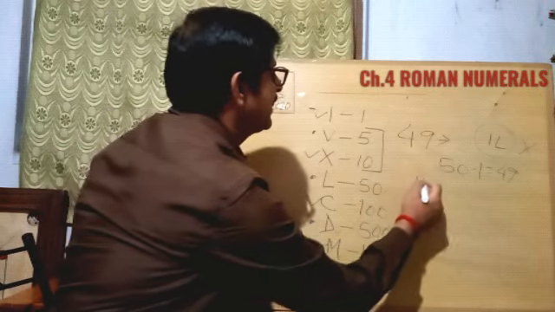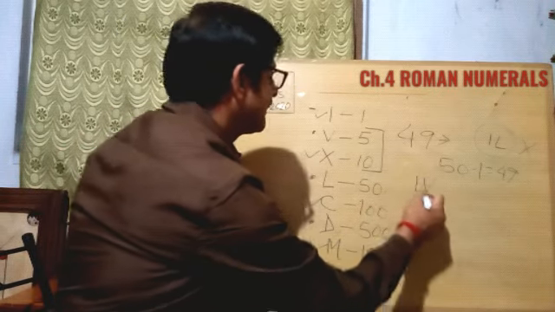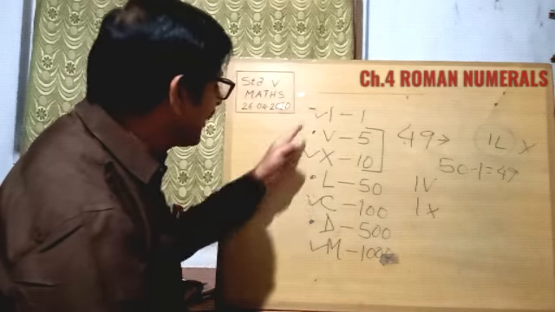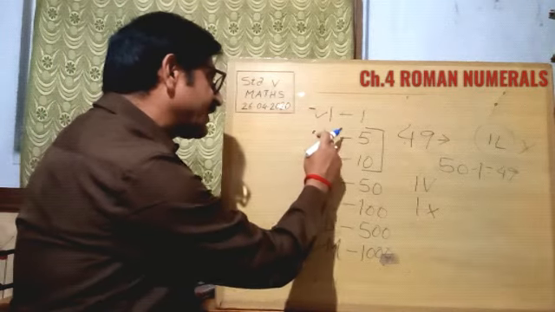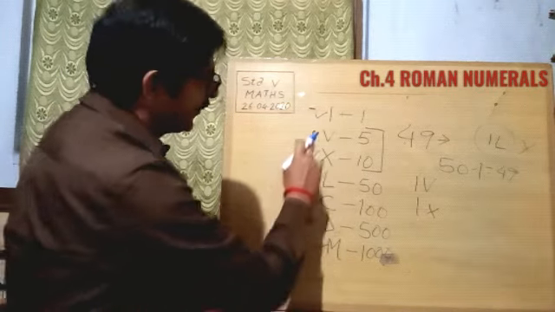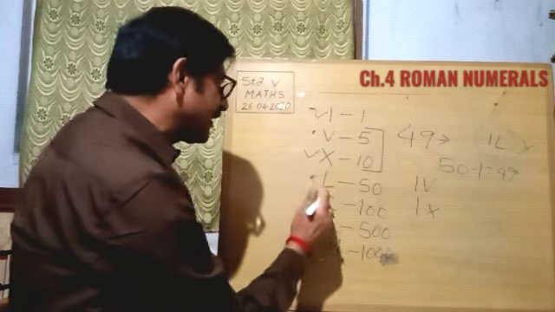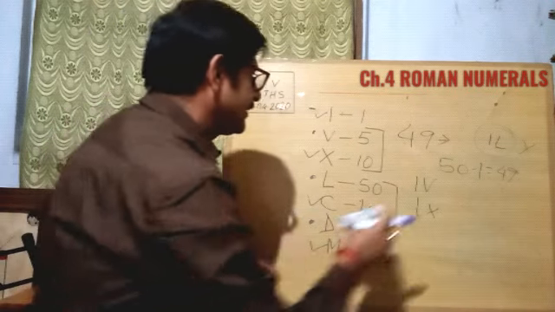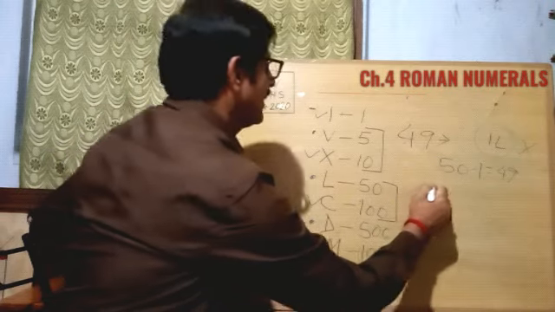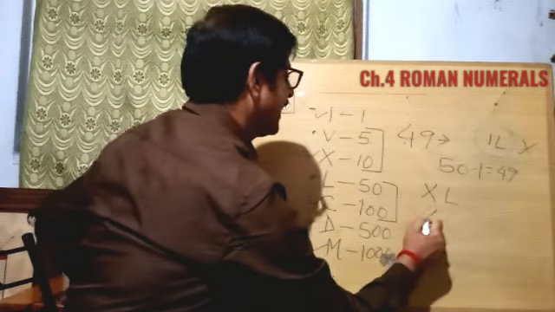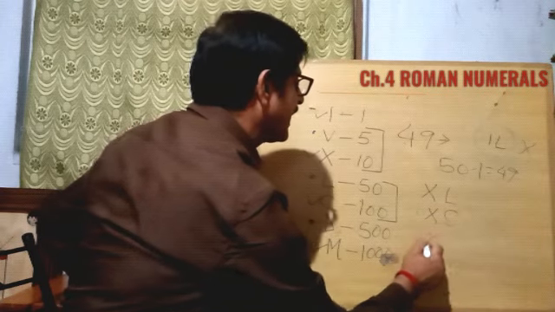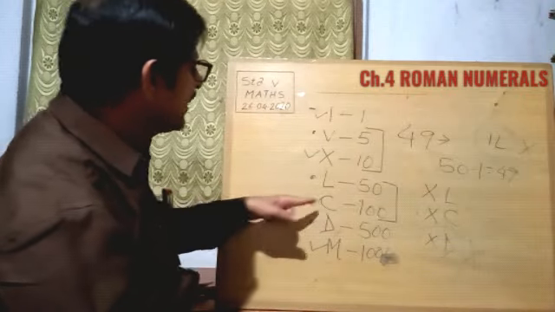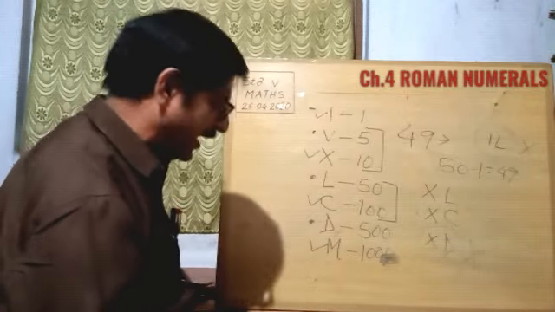You can write IV, you can write IX, but you cannot write IL or IC or ID or IM. This I can be subtracted from V and X only. Now V cannot be subtracted, then X can be subtracted from L and C only. You can write XL, you can write XC, but you cannot write XD or XM. You cannot do that. In the same way, C can be subtracted from D and M only.